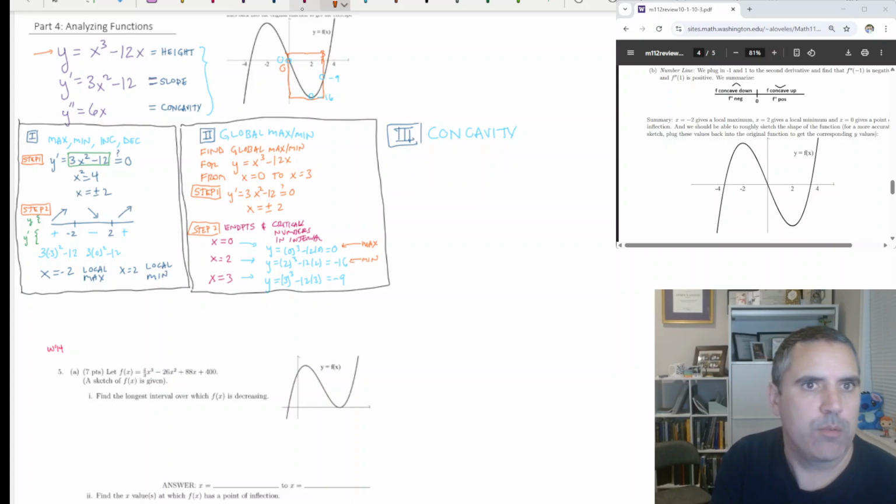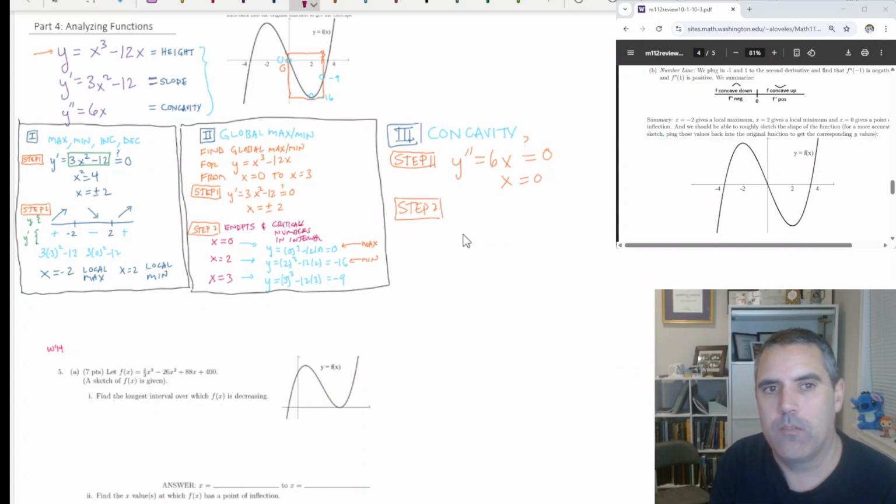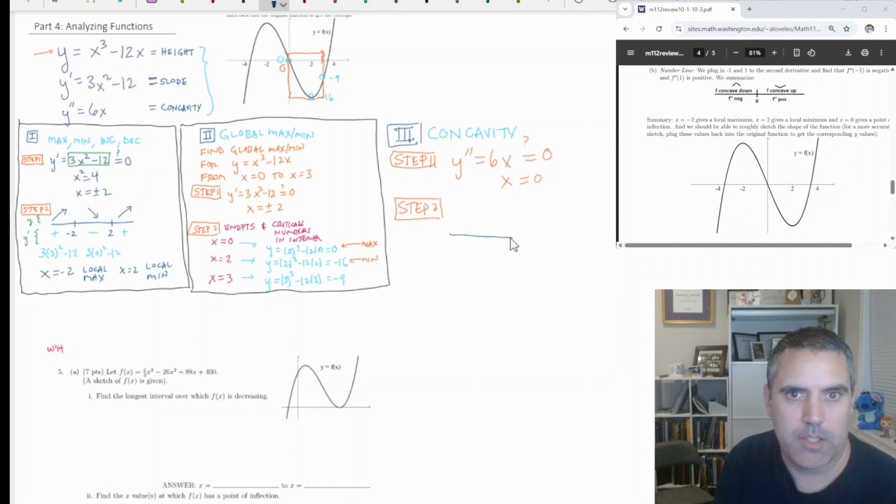And so let's run through that process. Step 1. Once you know what function you're talking about, you find its second derivative. In this case, the second derivative is 6x. You set that equal to 0, you get x equals 0. Step 2. You do your analysis. So let's do our second derivative analysis. The only point we got is 0.